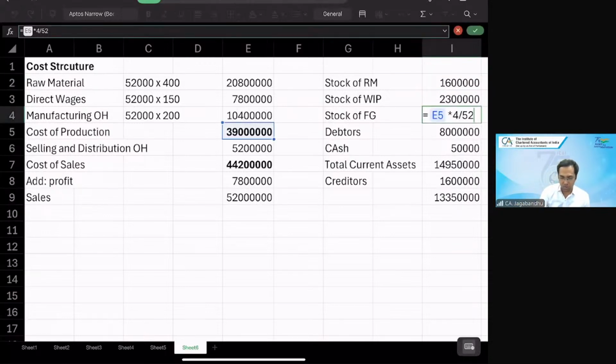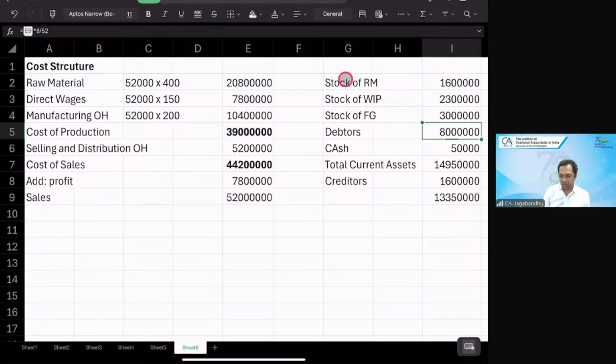Finished goods, we have taken cost of production. Because ideally we cannot take cost of sales, because in that distribution cost is also there. So selling and distribution cost is generally not included in the cost of finished goods, because those occur after the finished goods have been produced and when they are going for sale.